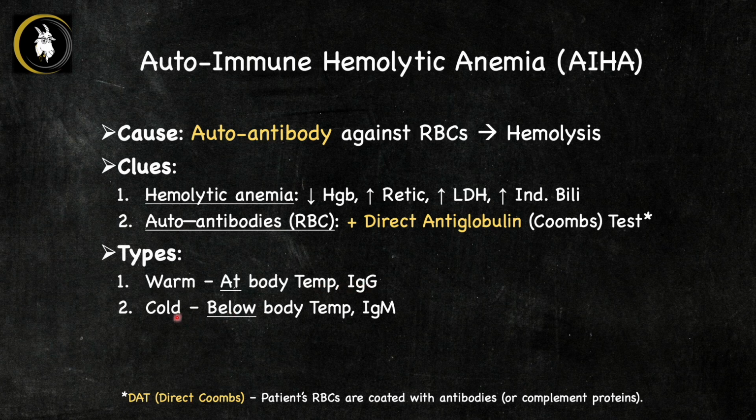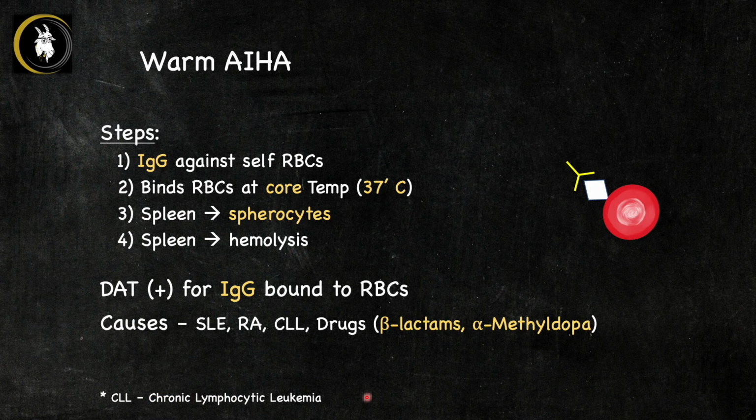And then we have cold AIHA. That means that the antibodies that are binding the red blood cells occur at colder temperatures, so below core body temperature, and the antibody class that does this is IgM. So in the rest of this video, we're going to break down the difference between warm and cold AIHA. Okay, so let's start with warm AIHA.